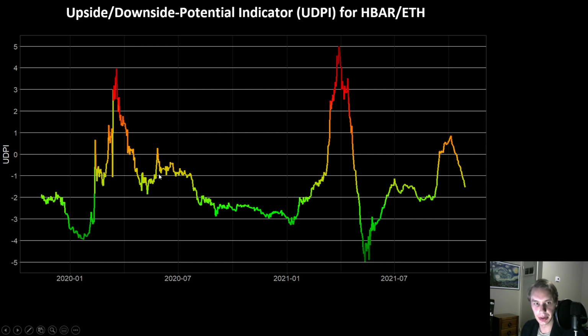And then we get these cool-off zones, we get these corrections where then the UDPI comes down to these lower risk zones. Then we have another run against Ethereum, where at these points you might want to be trading your HBAR for Ethereum, because then Ethereum is probably going to outperform HBAR while HBAR bleeds against Ethereum. Then you might want to trade your Ethereum for HBAR, for example, and keep going.